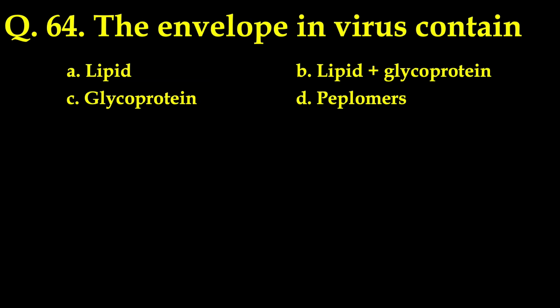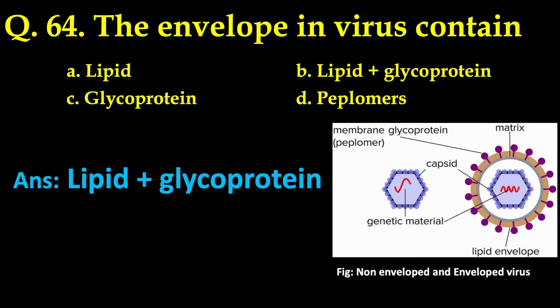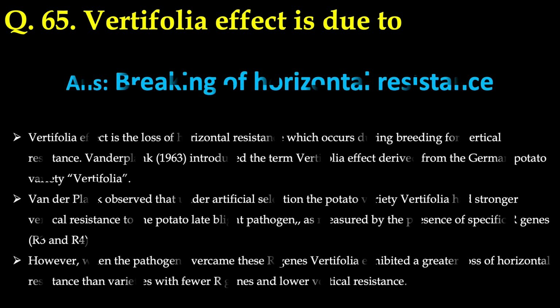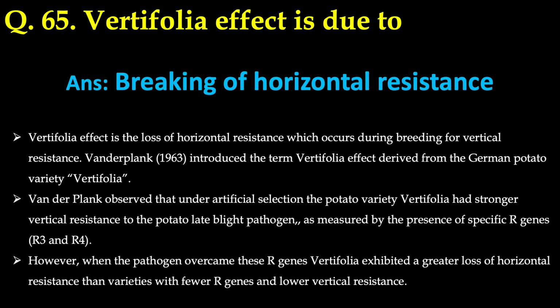The envelope in virus contained, there were 4 options: lipid plus glycoprotein, followed by glycoprotein, and then peplomers. And the correct answer is lipid plus glycoprotein. If you see the diagram which represents non-enveloped and enveloped viruses, then it will be more clear. Next question is on Vertifolia effect is due to, the correct answer is breaking of HR or horizontal resistance.